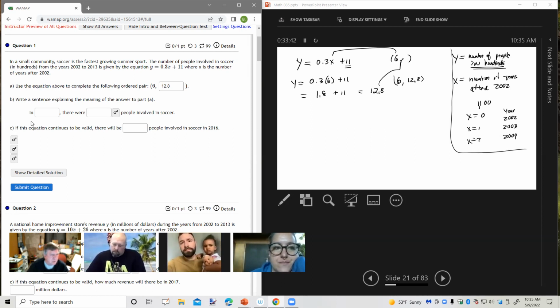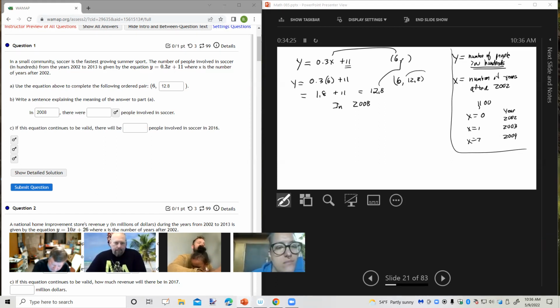All right. It says, write a sentence explaining the meaning of the answer in part A. Well, first of all, the 6, that's the x value, right? And x is the number of years after 2002. So 6 years after 2002 would be what year? That would be 2008. Okay. So in 2008, there were how many people involved in soccer? Well, there were 12.8, but this is in hundreds.